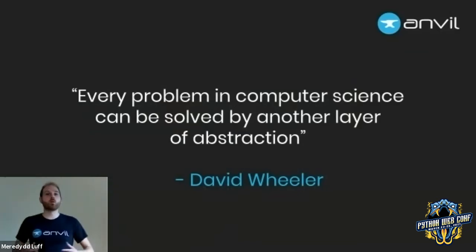We do it when we create libraries and frameworks. Stripe is an abstraction over dealing with credit cards. Pandas is an abstraction over dealing with tabular data. But we do it at small scale all the time. Every time we write a Python module with a set of functions that will be imported elsewhere in the same code base, we're building a little abstraction to do whatever it is we do.